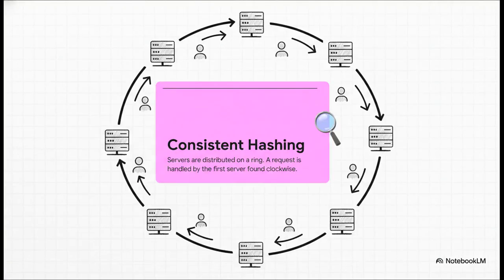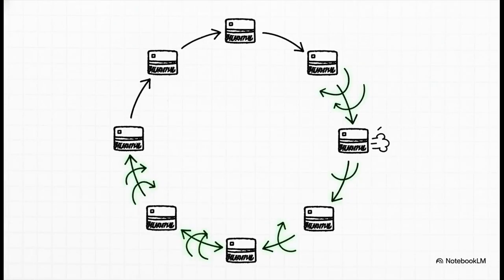So, how do we fix this mess? With a beautifully elegant solution called consistent hashing. Now, instead of thinking about servers in a line, I want you to picture a circle, like a clock face. This ring represents every possible hash value. Now you take your servers and you hash them, and you place them at various points on this ring. Then you take a user request, you hash it, and you place it on the ring. To figure out which server gets the request, you just start at the request's position and walk clockwise around the ring until you bump into a server. That's its home. And here's the magic.